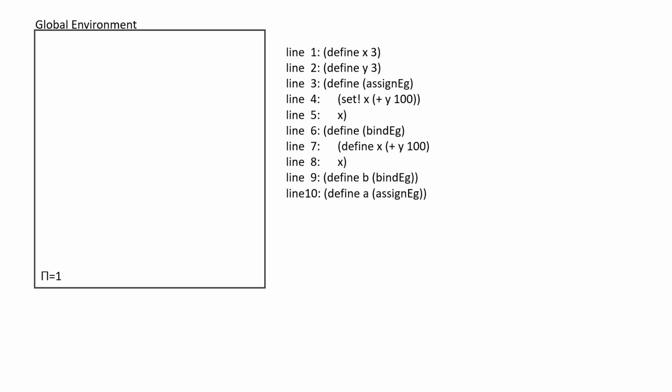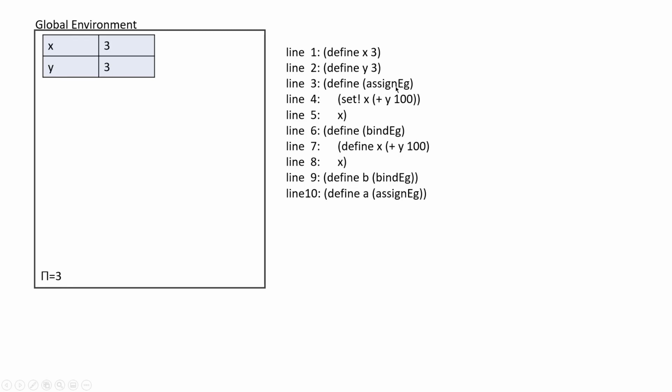But let's take a look at how that affects the environment. So we start with our initial environment. We're on line 1. We have no bindings. So on line 1, it says define x to be 3. So we create a binding for x to the value 3. And we're on to line 2. On line 2, it says define y to be 3. So the same sort of thing. We create another binding for a new value. New name.